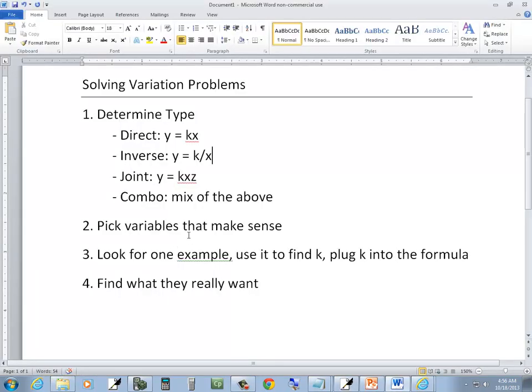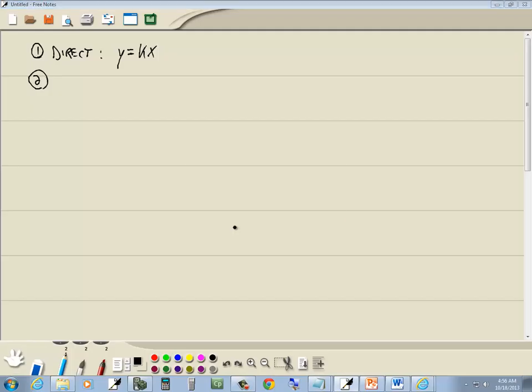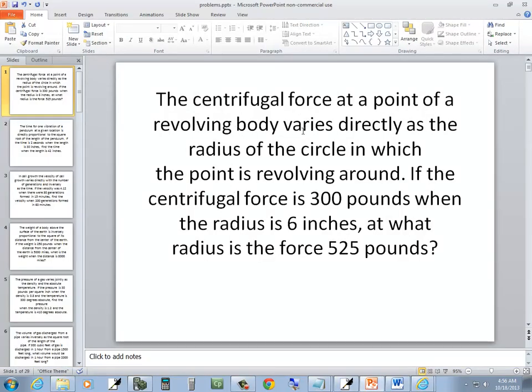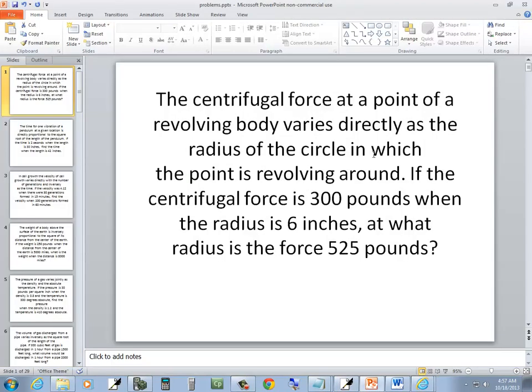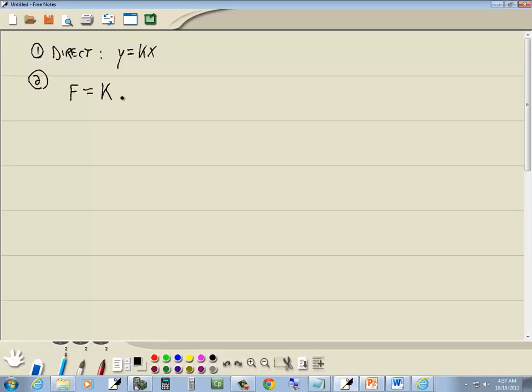Now step 2, we want to pick variables that make sense. As you read this, the varies is where equals goes. So the centrifugal force at a point of a revolving body varies. There's your equals. I don't know, F for force maybe? Varies directly as the radius of the circle in which a point is revolving around. R for radius. So F is our force, and R is our radius.